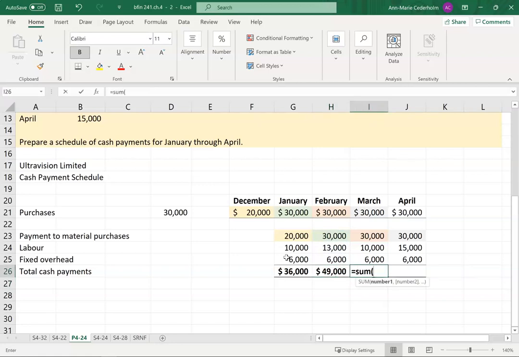So what I'm doing is adding up all of the payments for each month. In January, my cash payments are going to be 36,000. In February, they're going to be 49,000. In March, they're going to be 46,000. And in April, they're going to be 51,000. These are the amounts that you would then carry over onto your cash budget.